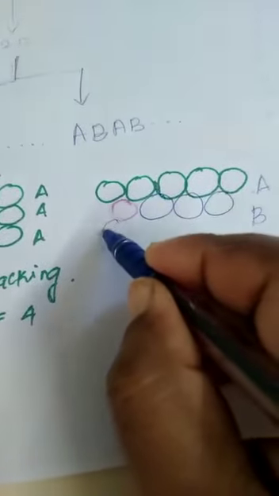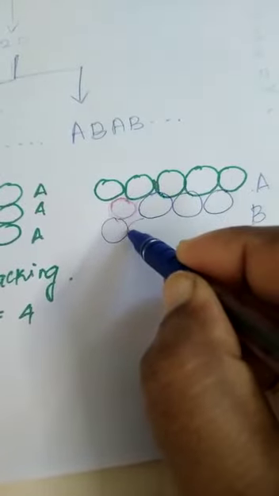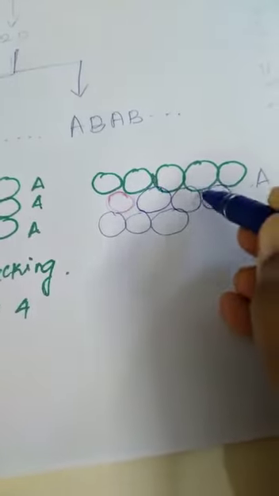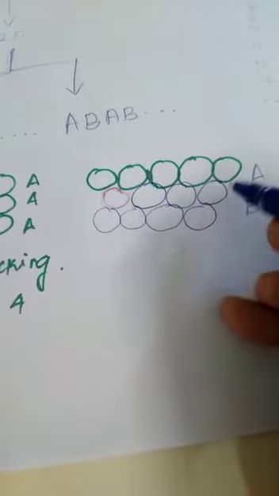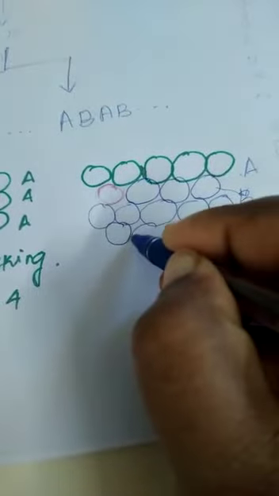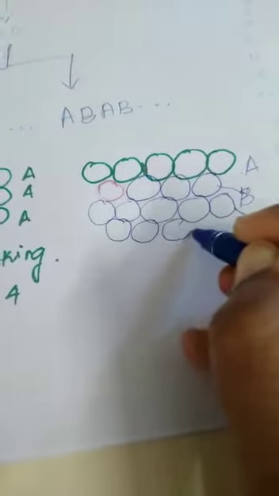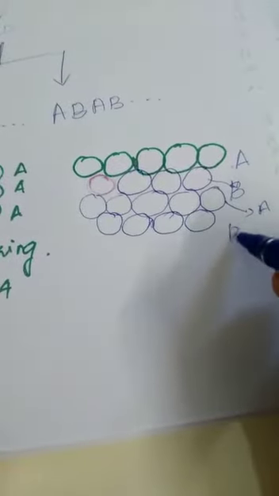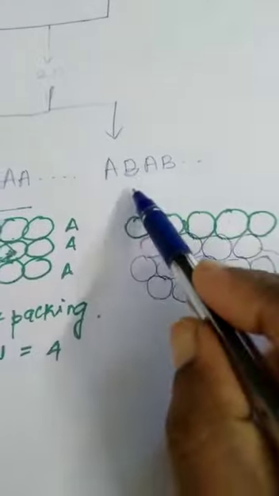And the third row will be again A. A means just below this. 1, just below that, 2, just below that, 3, just below that, 4, just below that, 5. So this is A and this is B and this is again A. And the next layer will be B. B will be filling the depression between the upper layer. 1, 2, 3 and 4. So this can be B again. So this type of packing is called AB type packing.